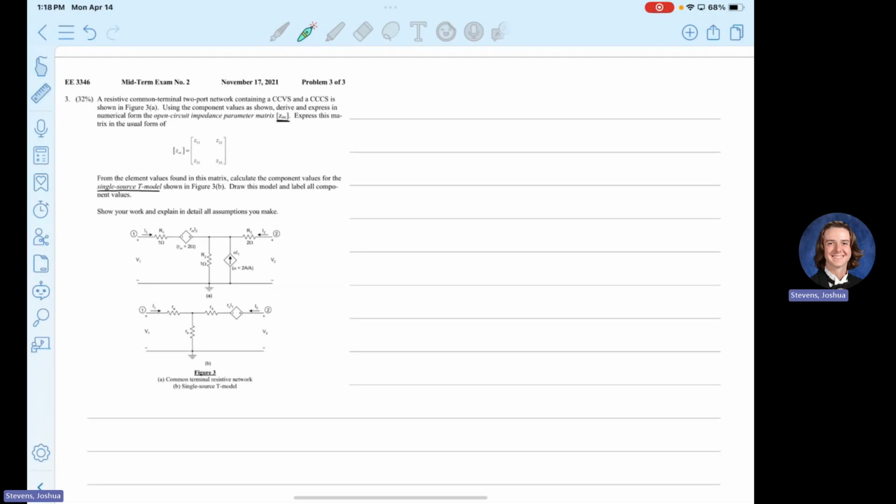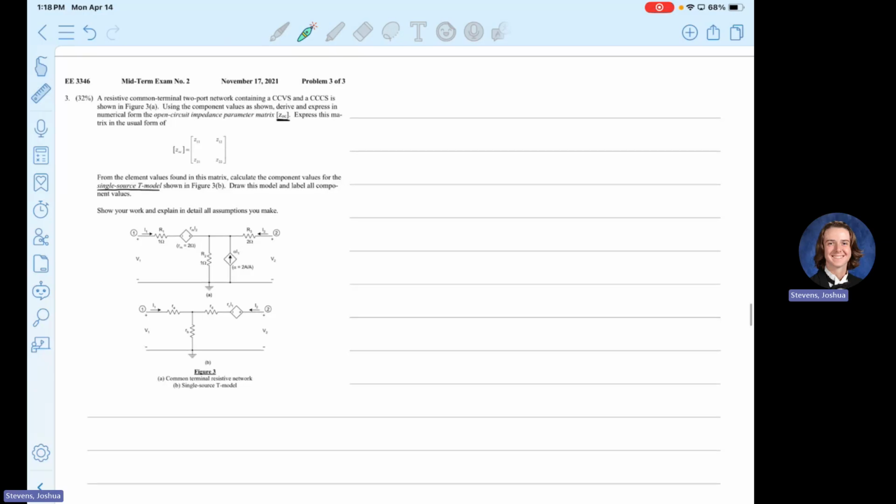A resistive common terminal two-port network containing current controlled voltage sources and current controlled current sources is shown in figure 3A. Using the component values as shown, derive and express the numerical form for open circuit impedance parameters matrix ZOC. Express this matrix in the usual form as it's shown. From this element values in the matrix, calculate the component values from the single source T model shown in figure 3B. Draw this model and label the component values. Okay.